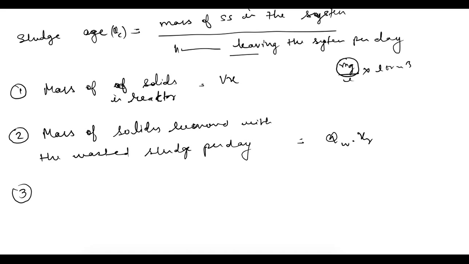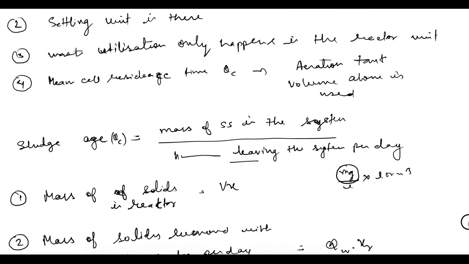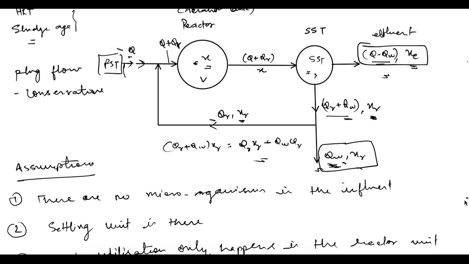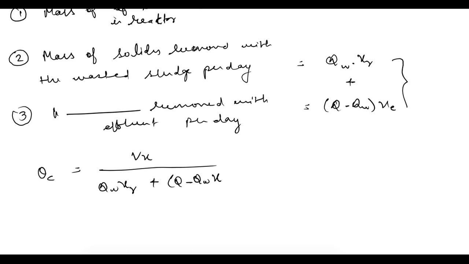So third will be mass of solids removed with effluent per day. That is equal to (Q minus QW) into XE. That is from here. So we can write down the equation for sludge age: theta C is equal to Vx divided by these two, the summation, I mean total mass of solids leaving the system per day, that is QW into XR plus (Q minus QW) into XE.